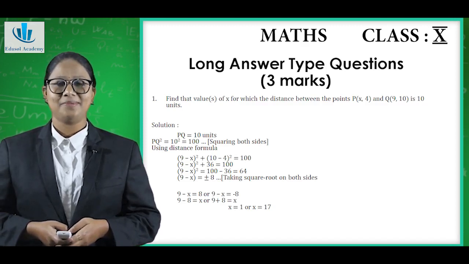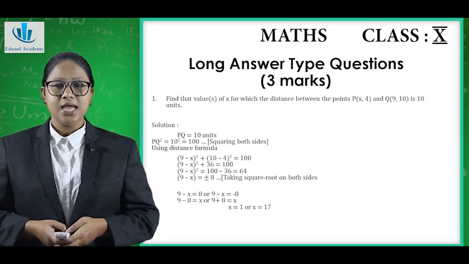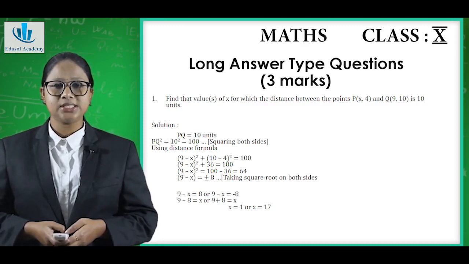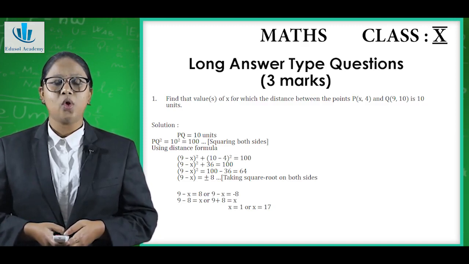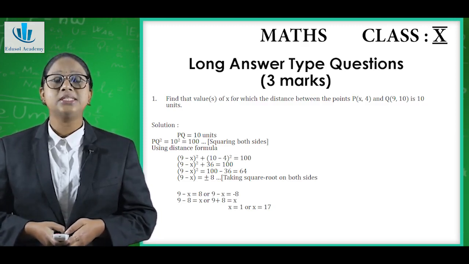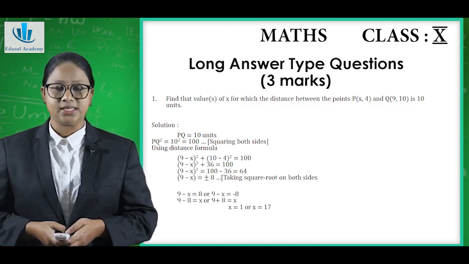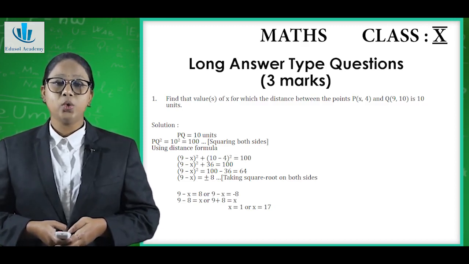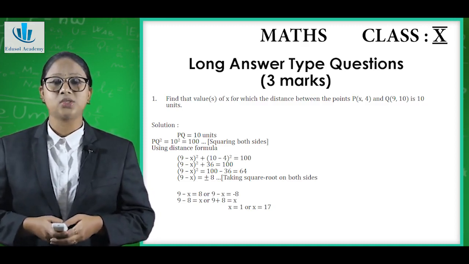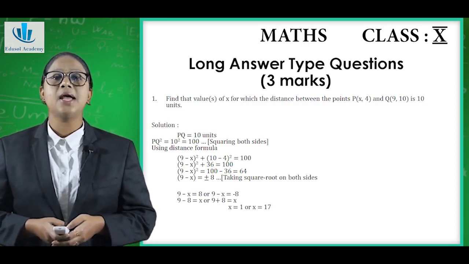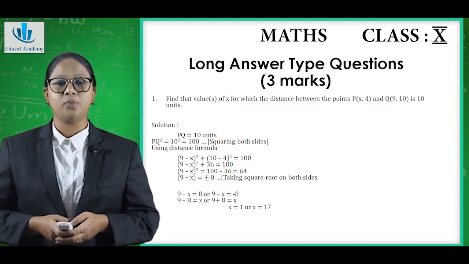Now we shall begin. Find the values of x for which the distance between the points P of x, 4 and Q of 9, 10 is 10 units. So we are supposed to find the values of x for which PQ is 10 units. And x is the x coordinate of the point P. So we can directly use the distance formula.